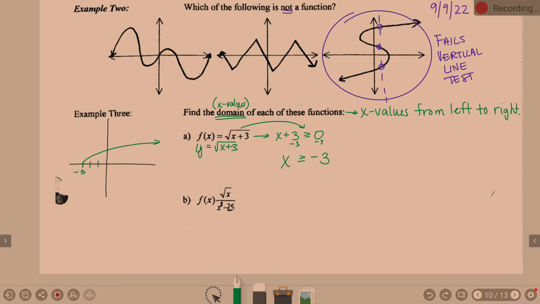Okay, there you go. Interval notation. How do we write this in interval notation? Negative 3 with a bracket, infinity. Negative 3 to infinity. Negative 3 does have a bracket because this graph can be equal to negative 3. And it goes off to infinity. Okay. Questions on that one?